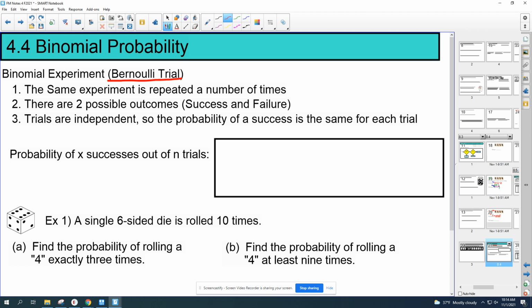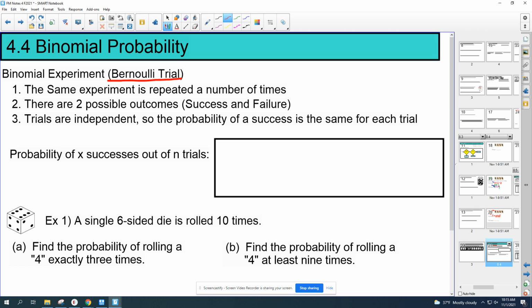There are two possible outcomes, success and failure. Either you drew an ace or you didn't draw an ace. Trials are independent, so the probability of success is the same for each trial. If the probability of flipping a coin and it shows heads up is 50%, you do that over and over and over and over again, it's going to be 50% every single time.